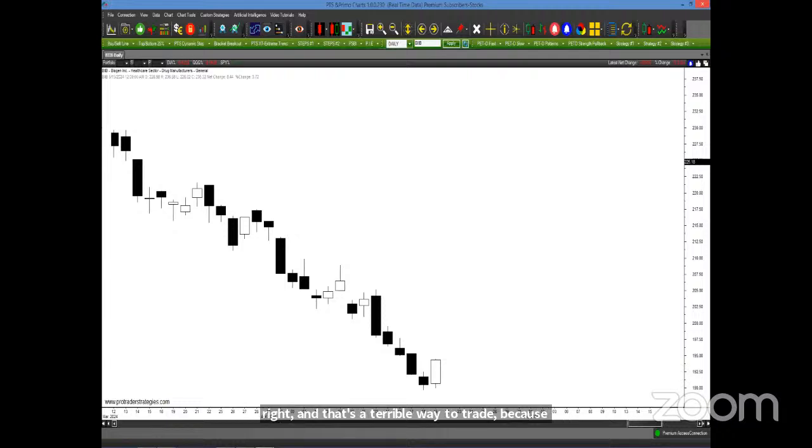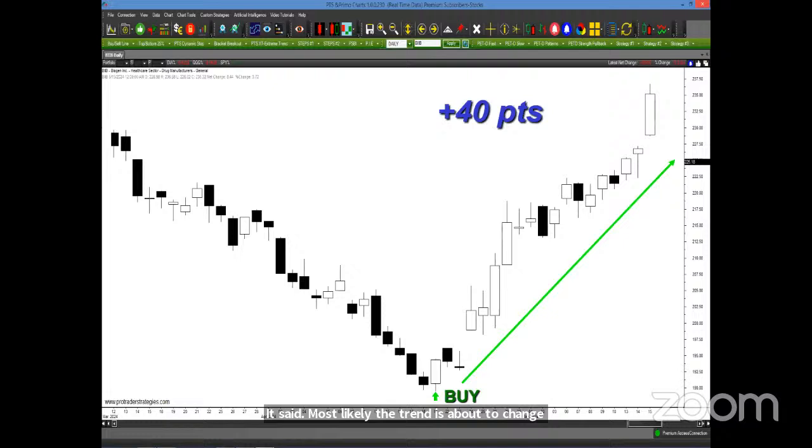Look what the PTR did. Based on its proprietary method, it didn't generate any signals all the way down until this bar right here. It said, according to the proprietary indicator and the settings, most likely the trend is about to change based on this bar. And look what happened.